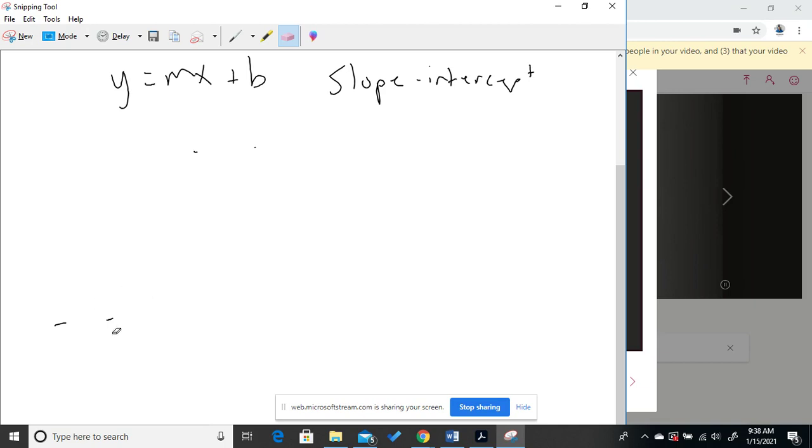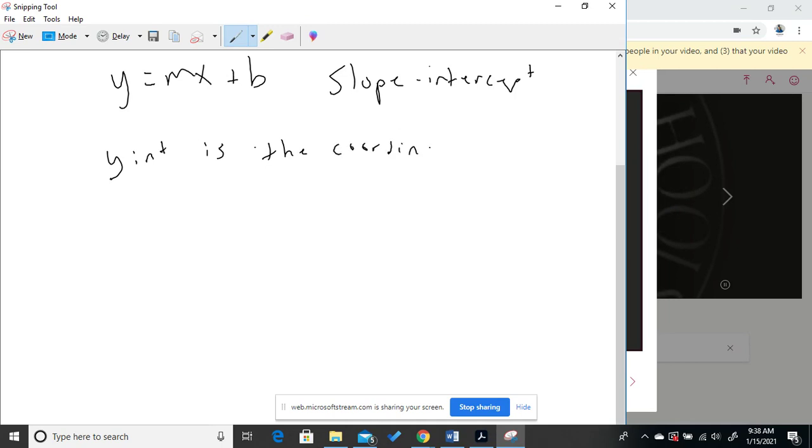Okay, so another thing to remember about your y-intercept. Your y-intercept is a point when x equals 0. So your y-intercept is the coordinate when x equals 0. Okay?